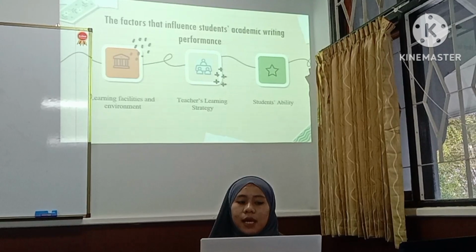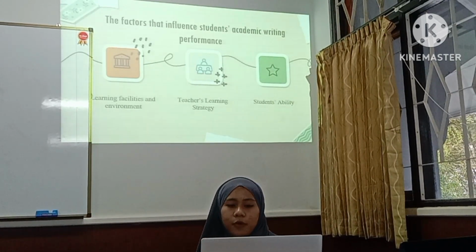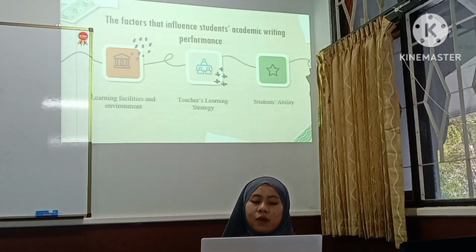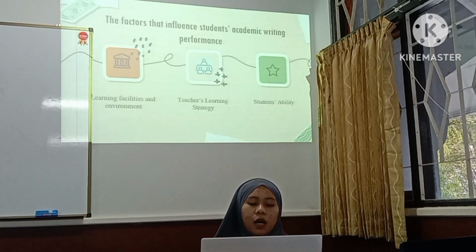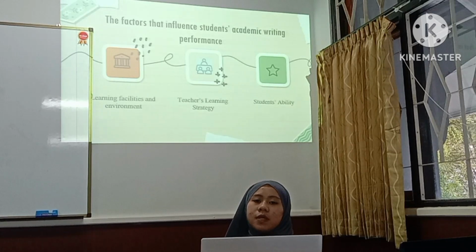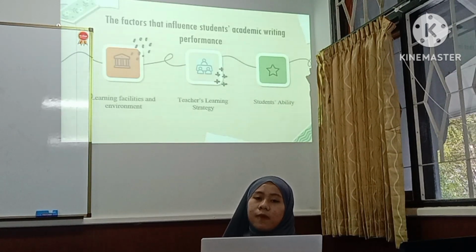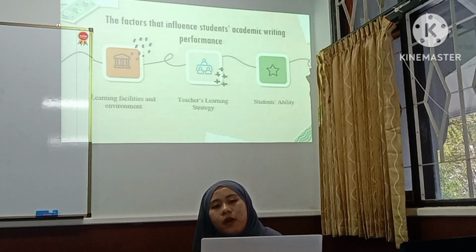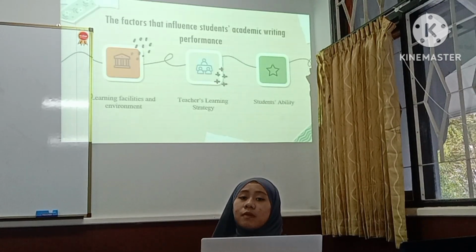Now, let's continue to the factors that influence students' academic writing performance. There are three common factors here, and the first one is the learning facilities and environment. Of course, the facilities around the students will impact the students' achievement in writing performance. When their environment is highly engaging, then their abilities will be improved too.